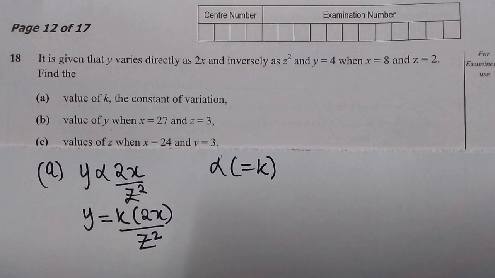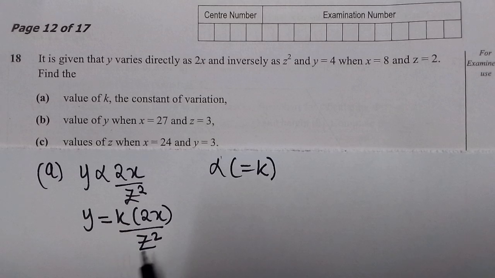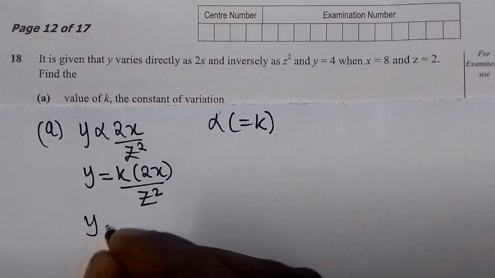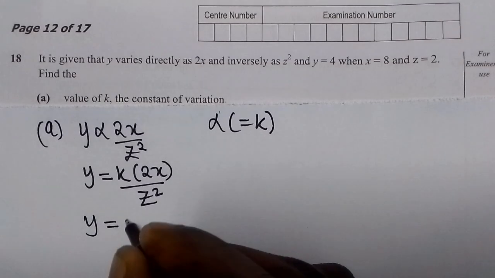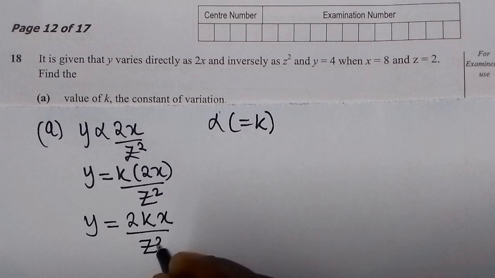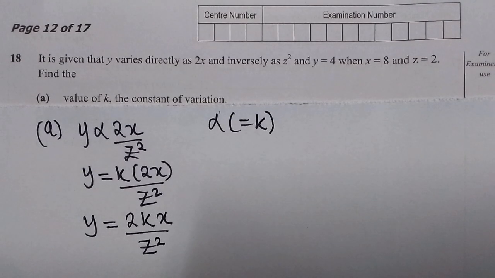Then since 2 and k are constants, we can write this as y equals 2, then k, then x over z square. So this is the equation that we're going to use to find the value of k, the constant of variation. In the question, they've said that y equals 4, x equals 8, and z equals 2. So it's just a matter of now substituting.